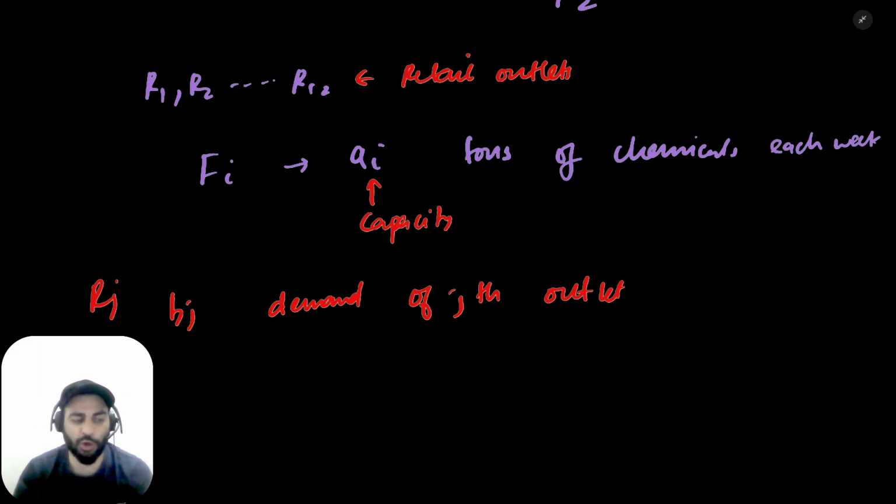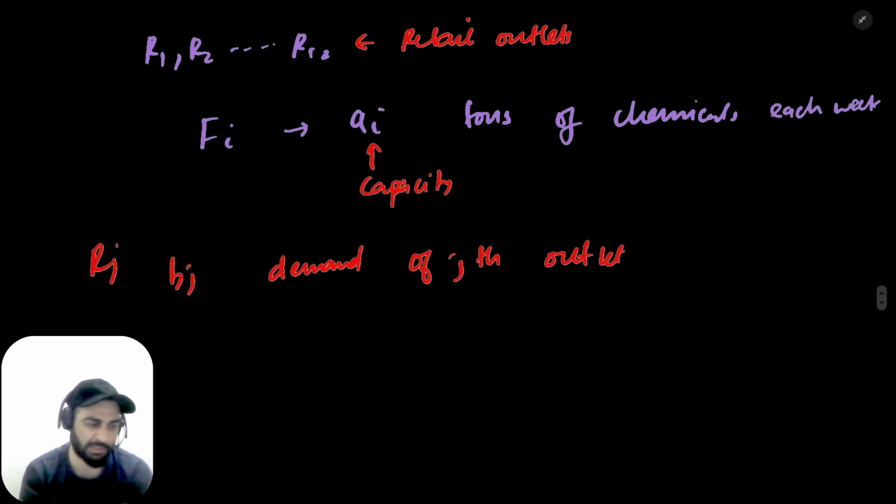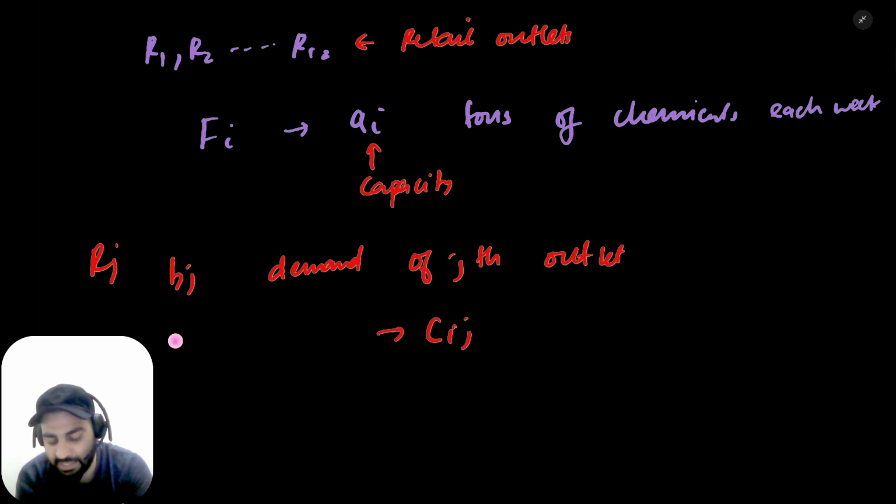Okay, and the cost of shipping. So you have to now ship the product. You have to ship 1 ton of the product from the factory Fi to the retail outlet. Let's call that cij. cij is the cost of shipping.